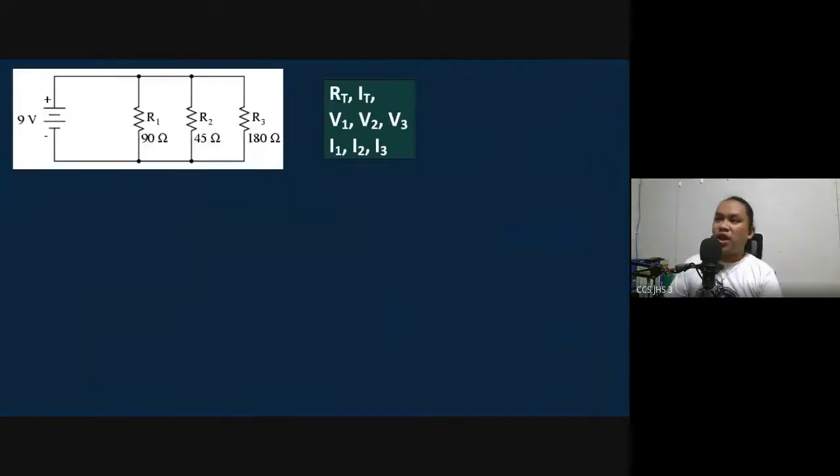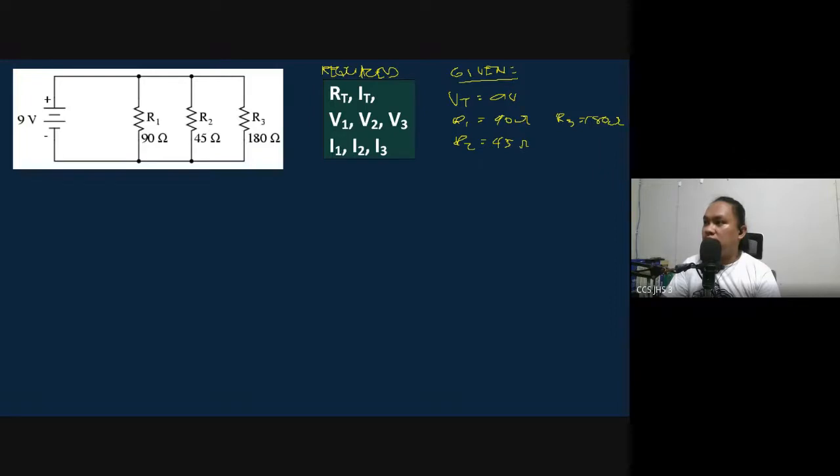So now, let's try to solve for the missing parameters. Let's write the required first. Then we also have the given. Again, do not forget to write the given and required and copy the diagram for our solution. So total voltage is 9 volts. R sub 1 is equal to 90 ohms. R sub 2 is equal to 45 ohms. Then R sub 3 is equal to 180 ohms. From the given and from the required, what missing parameter can we solve first?